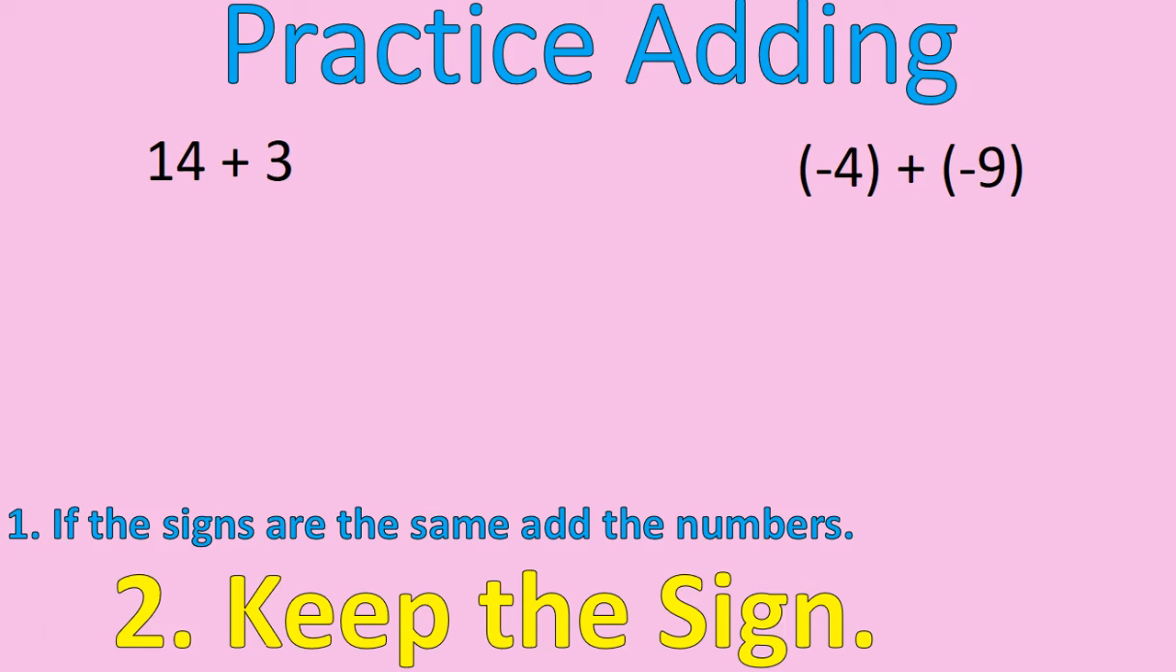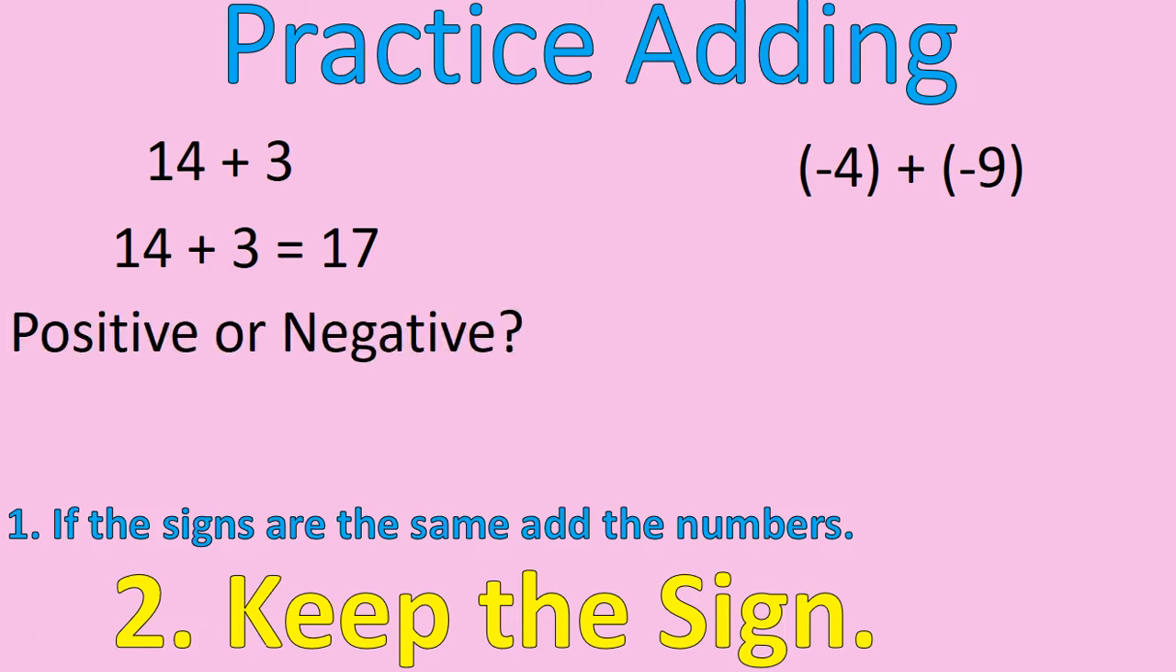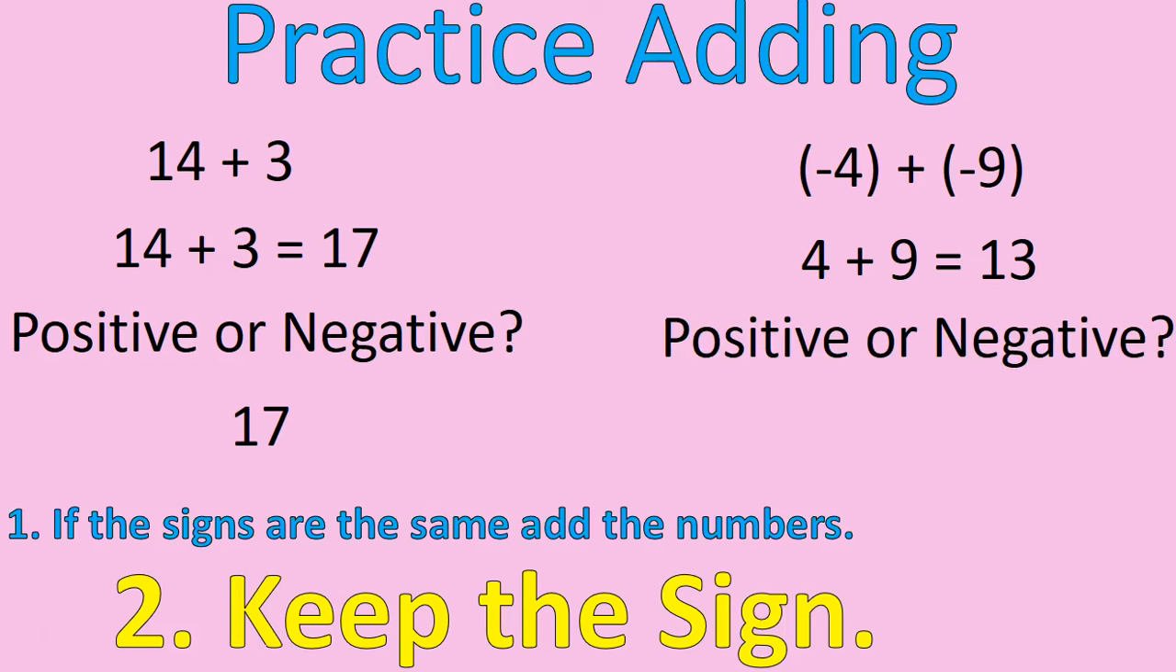Spoiler alert, the answers are coming up. 14 plus 3 is 17. That one should not be too challenging. We ask ourselves, is it positive or negative? Well, it's a positive number plus a positive number. It's going to be a positive answer. Perfect. Our next example, negative 4 plus negative 9. Let's add the numbers, 4 plus 9 is 13, and ask ourselves positive or negative. In step 2, we keep the sign. Therefore, our final answer is going to be negative 13.